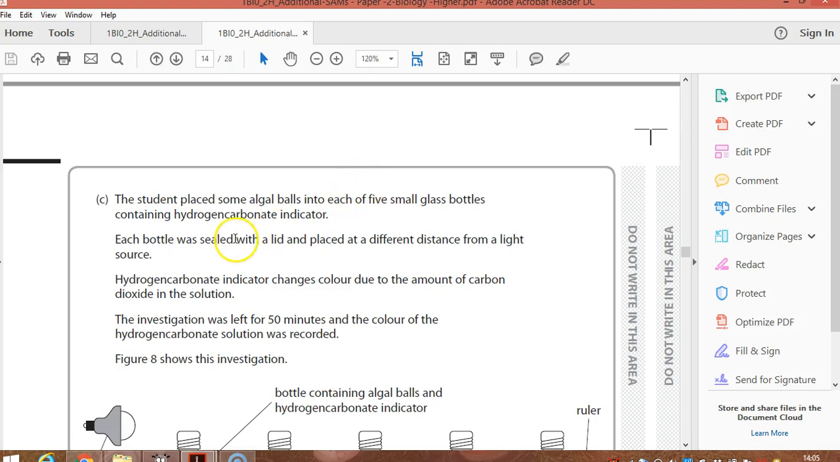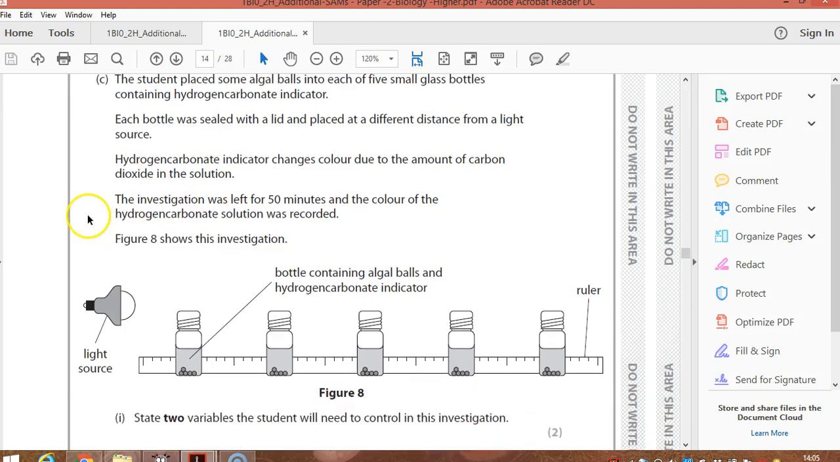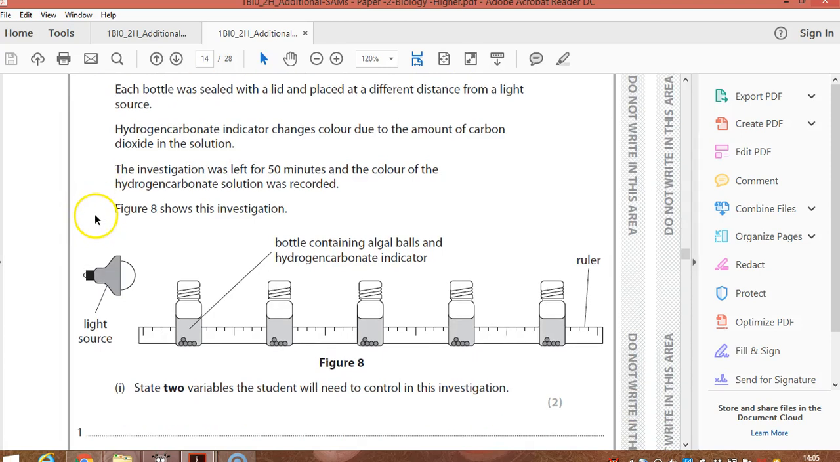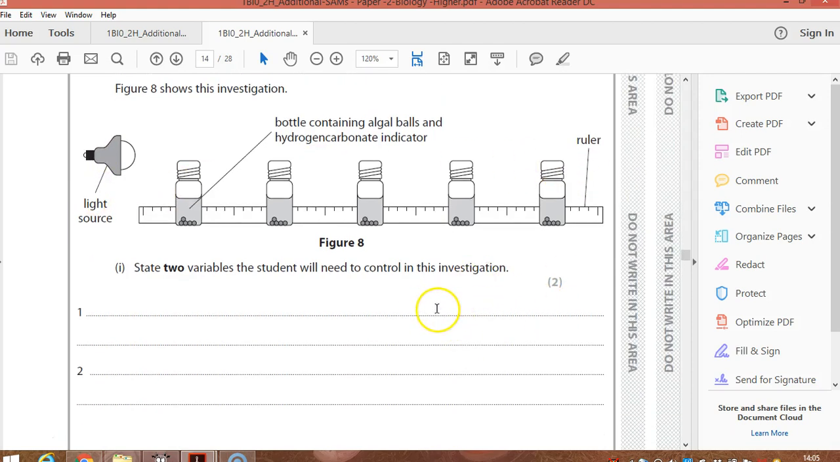The student placed some algal balls into each of the 5 small glass bottles containing hydrogen carbonate indicator. Each bottle was sealed with a lid and placed at a different distance from the light source. Hydrogen carbonate indicator changes colour due to the amount of carbon dioxide in the solution. The investigation was left for 50 minutes and the colour of the hydrogen carbonate solution was recorded. Figure 8 shows this investigation. Hopefully you've done something like this at school or wherever you've learned it. State 2 variables the student will need to control in this investigation. Off you go.